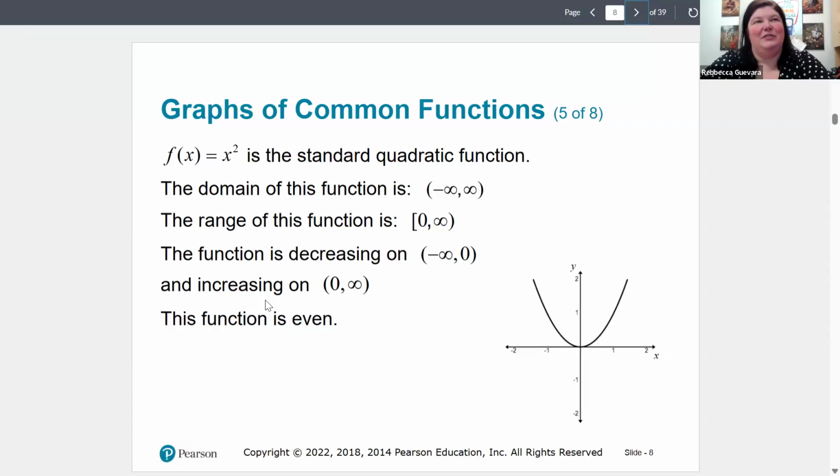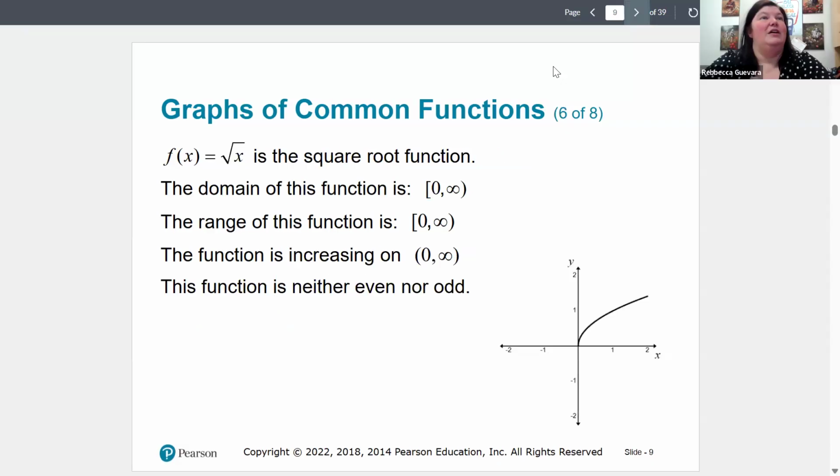Remember, this part's just x values, increasing from 0 to infinity. And this one's also even. Your square root is going to look like this. We'll see more about square roots as we go along, but the basic square root of x only exists in the first quadrant.